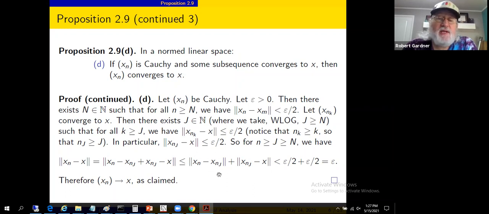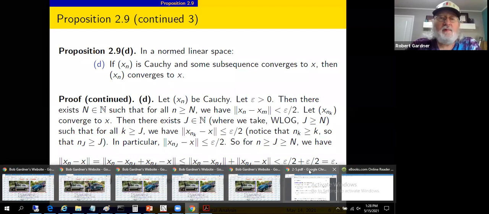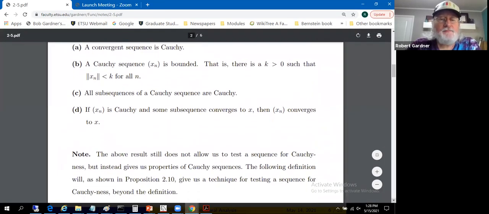Using the Cauchy property here and the convergence here of the subsequence. Epsilon over 2 plus epsilon over 2 equals epsilon, and that's exactly what we wanted to show, that the original sequence x_n converges to x as well. All right, back to the notes. That was the last part of that one.